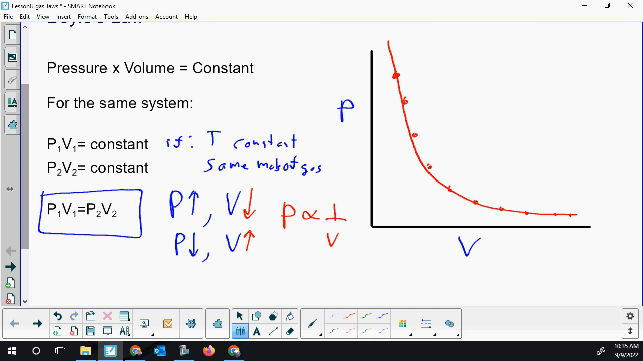So you need to know Boyle's law. Your formula sheet has it. You need to know it's an inverse relationship, and you should be able to do the graph or identify a graph. We're going to look at volume and temperature next.